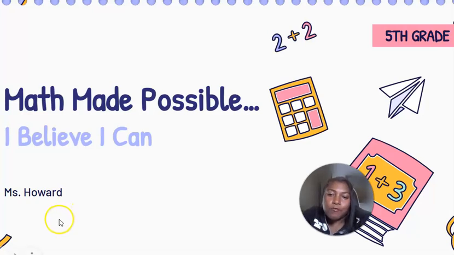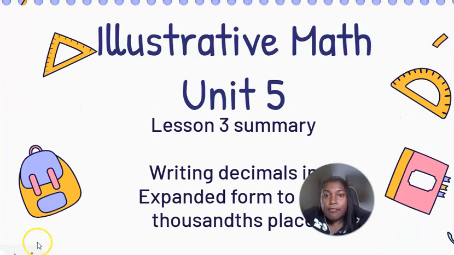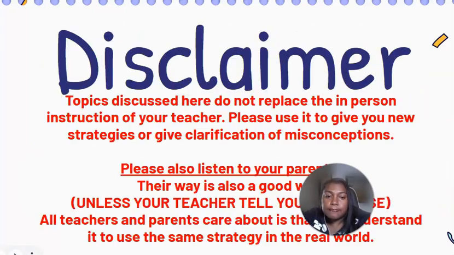I'll be reviewing the concepts that we'll be talking about today, which is going to be taken from Illustrative Math, Unit 5, Lesson 3. This is basically a summary, so I won't be going over the exact same things that you did in class. We're going to be talking about how to write decimals in expanded form to the thousandths place.